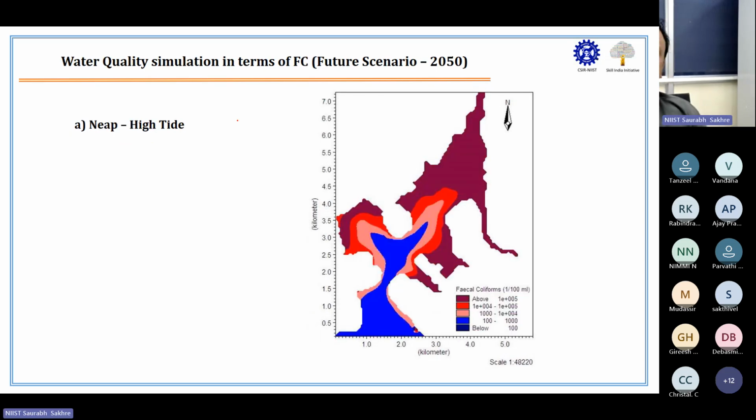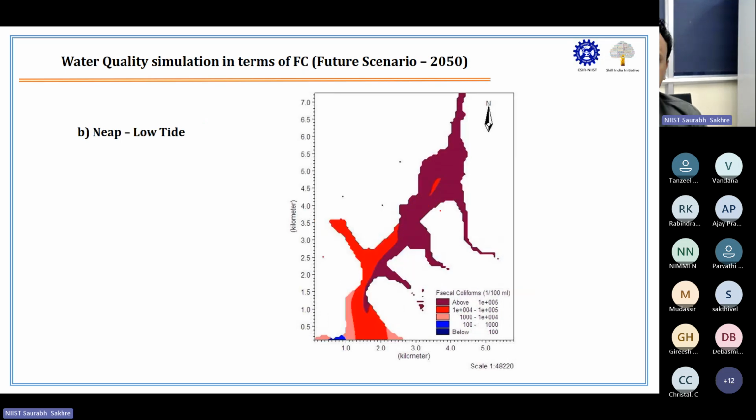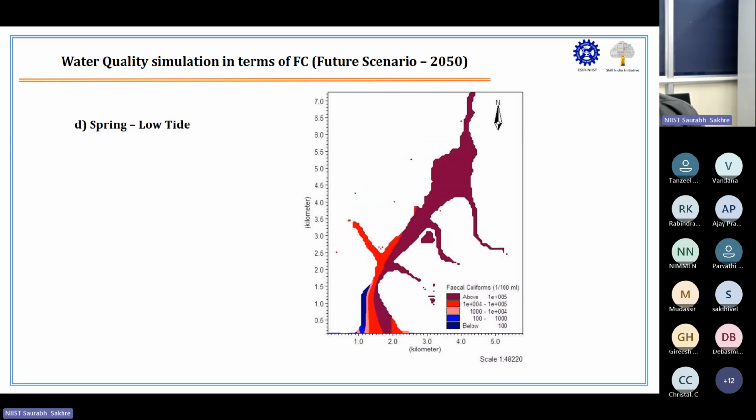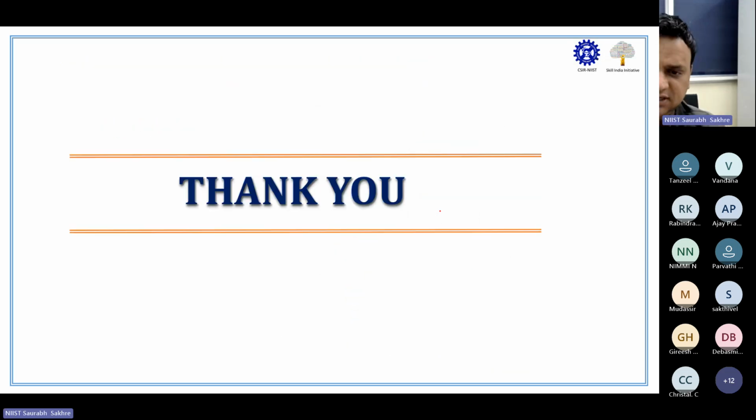And lastly, we will see the fecal coliforms, in which again we'll start with neap high tide. Okay, 2050, it is still there, but again this area is increasing, the area where fecal coliforms are less. Neap low tide, spring high tide, spring low tide. Okay. So with this, I end this case study, but I want to show you one simulation, how exactly it goes.